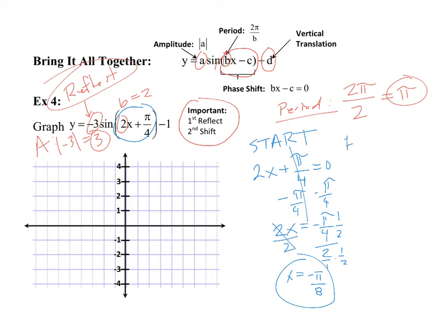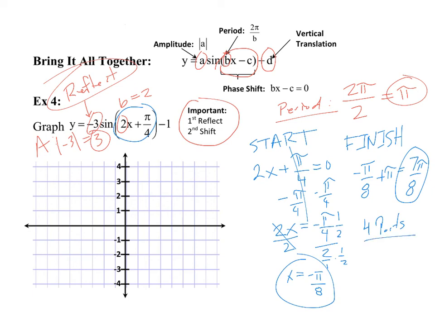If I want to figure out where I finish, I take the starting point and I add the period to it. The period is pi. So from that I get 7 pi over 8. That's the finishing value. Then I also have to divide the graph into 4 parts. So I take the period, which is pi, and I divide it by 4. That's an important piece of information. Okay, let's graph this.